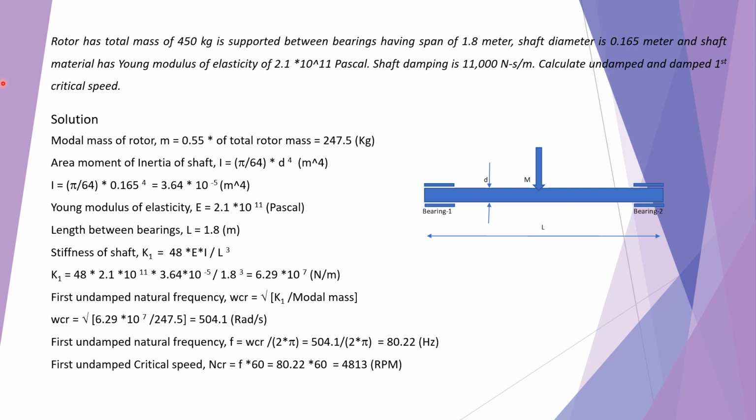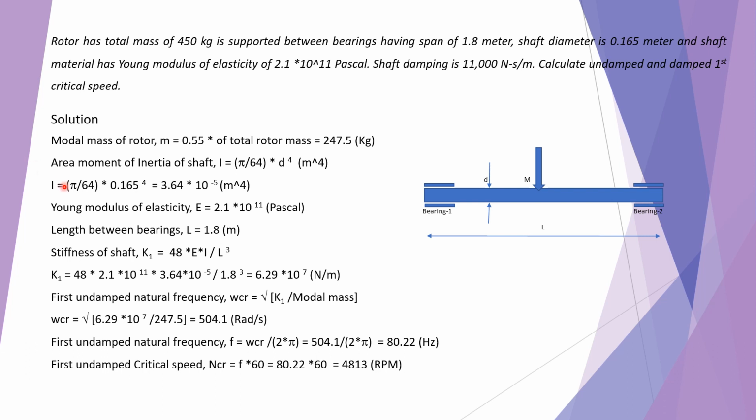So now let us understand through an example. A rotor has a total mass of 450 kg and is supported between bearings having a span of 1.8 meter, shaft diameter 0.165 meter, and the shaft material has a Young's modulus of elasticity of 2.1 into 10 to the power 11 Pascal. Shaft damping is 11,000 Newton second per meter. Calculate the undamped and damped first critical speed. So refer to the photo. Modal mass of rotor m is, let's say, 0.55 into the total mass, which comes as 247.5 kg.